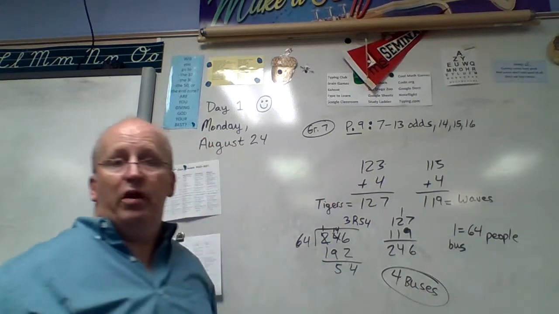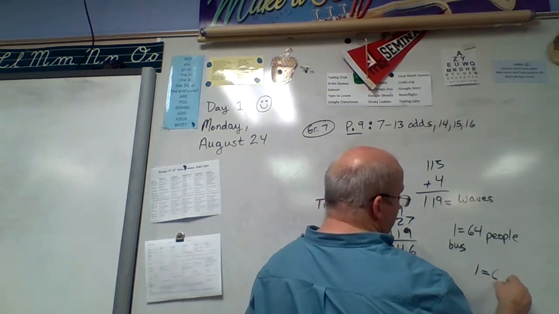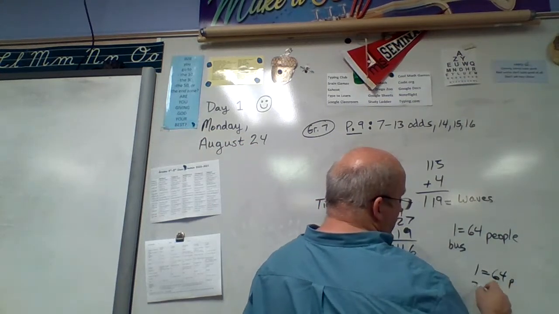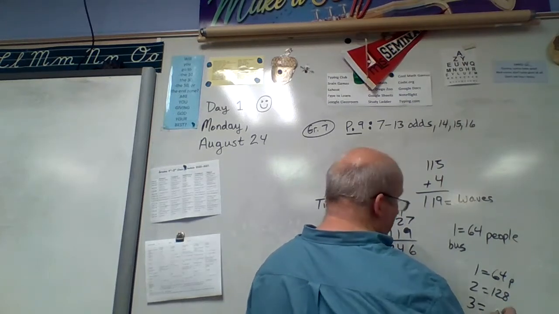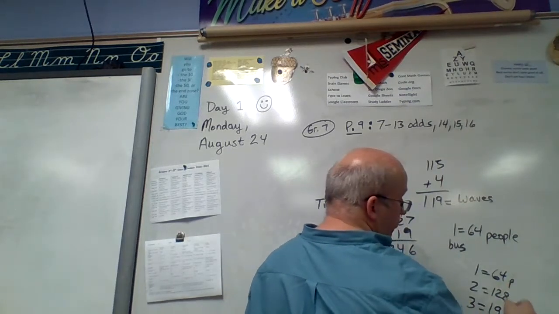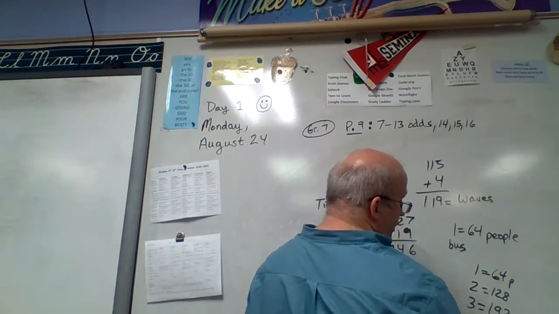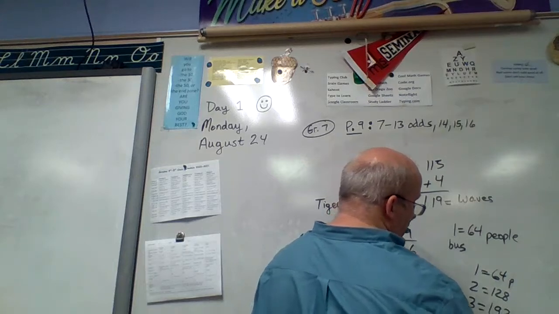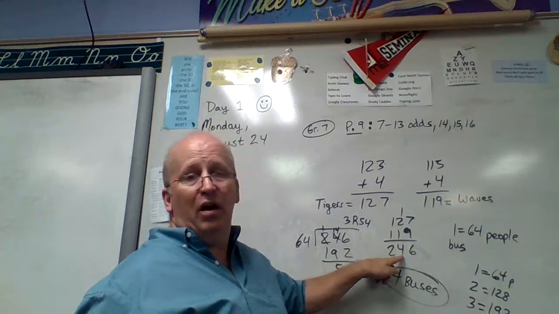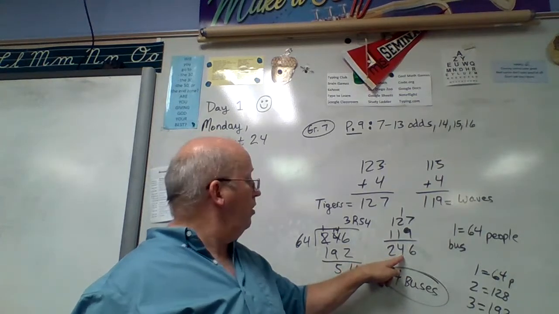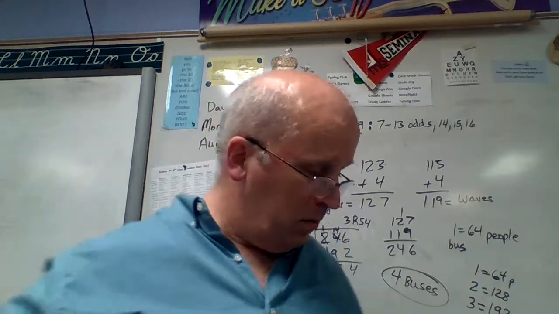We need 4 buses. Here's another way of thinking about this. If one bus takes 64 people, then 2 buses has to be 128, and 3 buses has to be 192, because I'm just adding 64 to the pattern here. And finally, 4 buses would take 256. We wouldn't be able to take 3 buses because that wouldn't be enough buses to take the 246 people, so we need to take 4 buses.